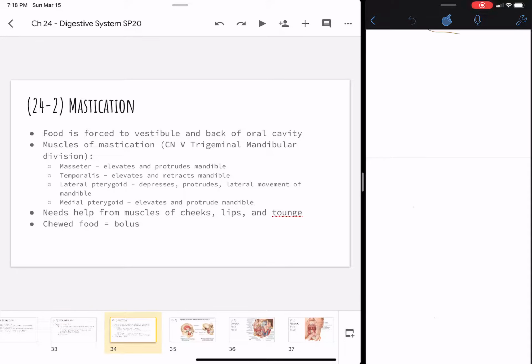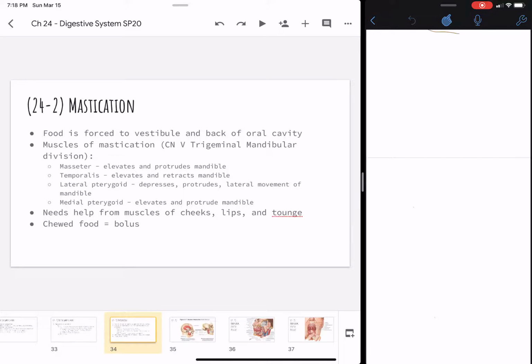Actual chewing. So food is forced into the vestibule. Vestibule is an opening, and it heads towards the back of the oral cavity or the oropharynx. Muscles of mastication help with the chewing and moving the mandible towards or away from the maxilla.